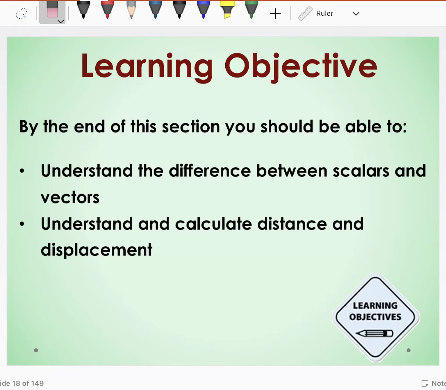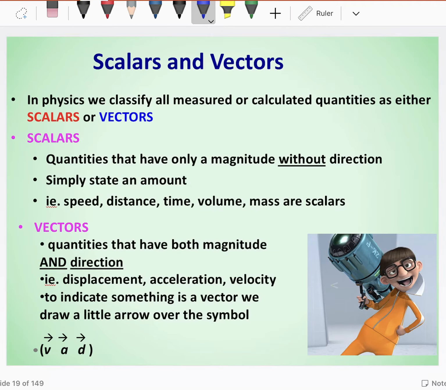On this lesson, we are going to be talking about scalars and vectors and distance, displacement, and position. Starting with scalars and vectors: basically, these are ways that in physics we classify measurements as either scalar or vector. And the main difference is about direction.